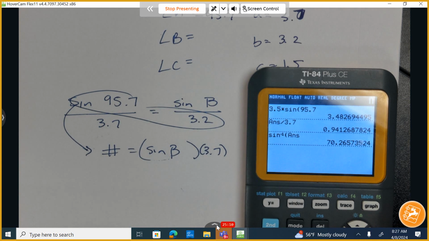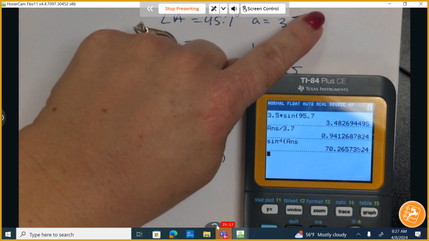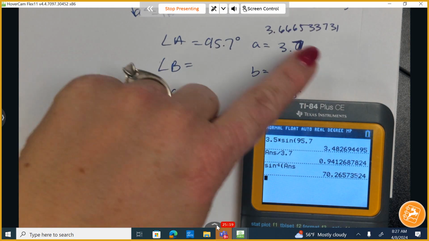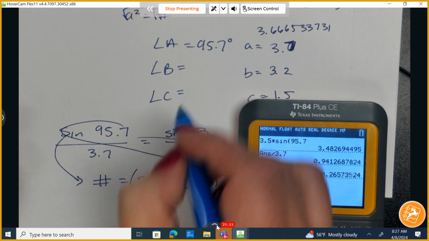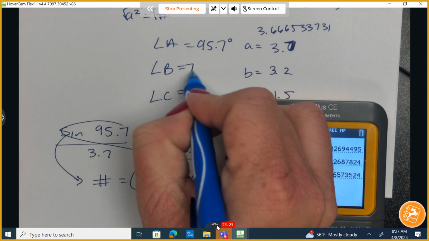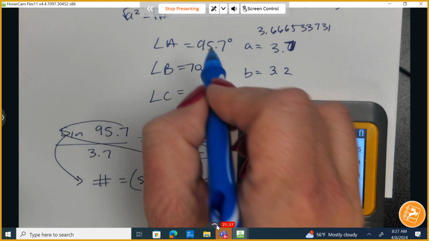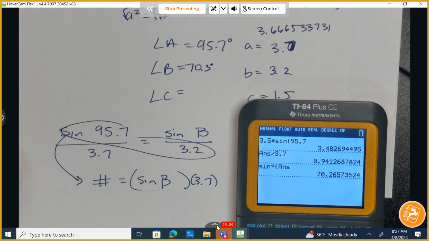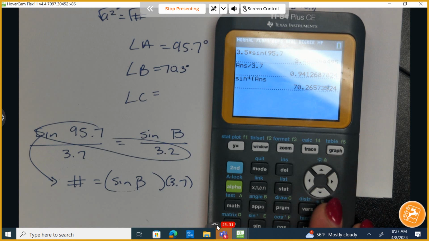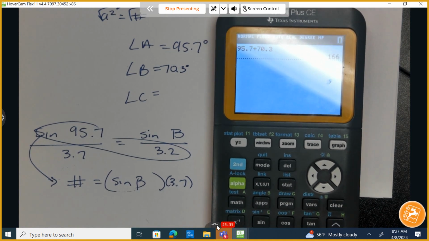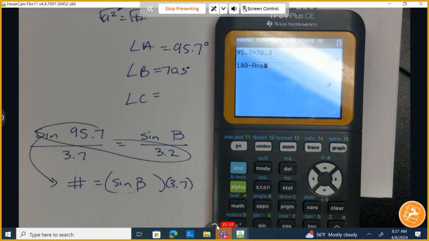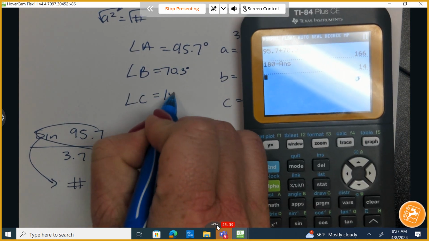And what do I have here? So yours may differ than mine because I went up and I looked and it says round to the nearest tenth. If you plug this value in right here instead of 3.7 like it said, round to the nearest tenth, I think yours is going to be more accurate than mine. But my angle B is approximately 70.3 if I round it. Then I'm going to add those together, 95.7 plus 70.3, and subtract it from 180 to figure out what angle C is, which is 14 degrees.